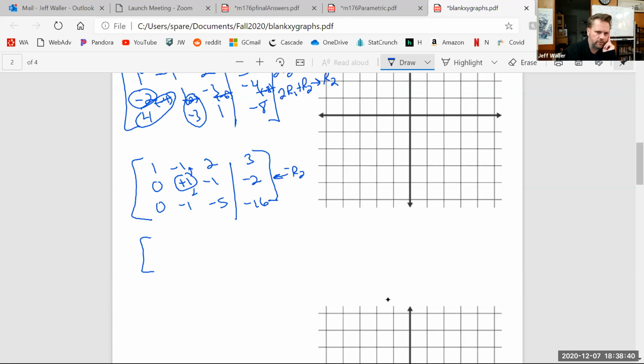And I'm going to write down what I'm doing. You can see it. 1, 0, 1, 1. 0, 1, -1, -2. And then I can add these 2 together. So I get 0, 0, -6, -18.